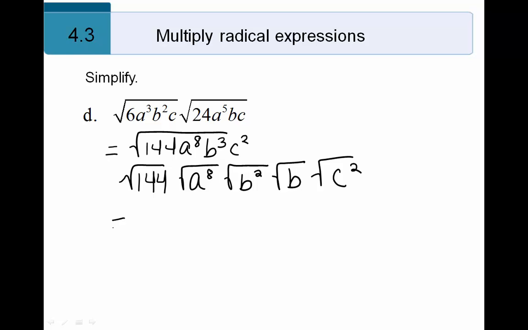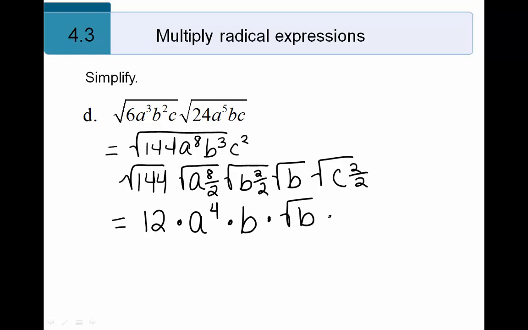The square root of 144 is 12. The square root of a to the 8th is a to the 4th. The square root of b squared is b to the 1st. We'll drop down radical b. The square root of c squared is c. So our answer will be 12 a to the 4th b c times the square root of b.